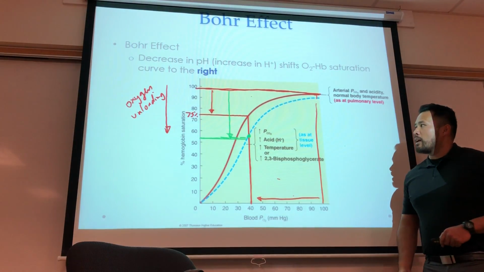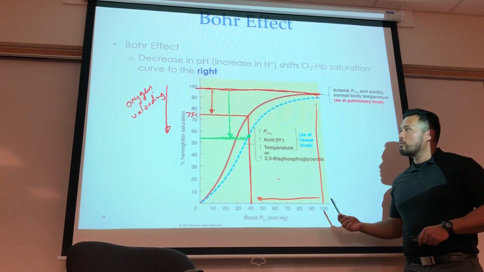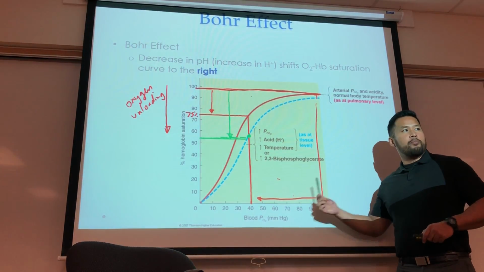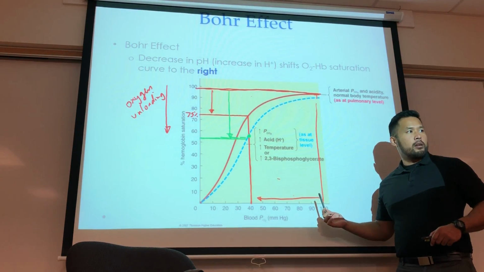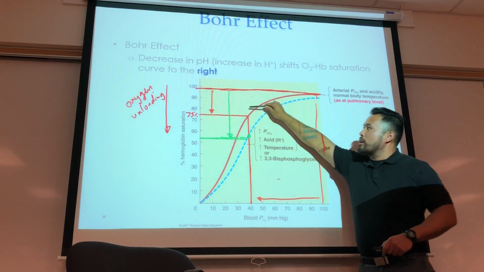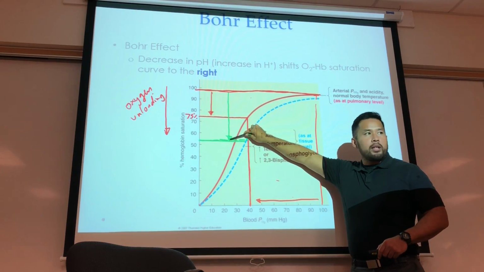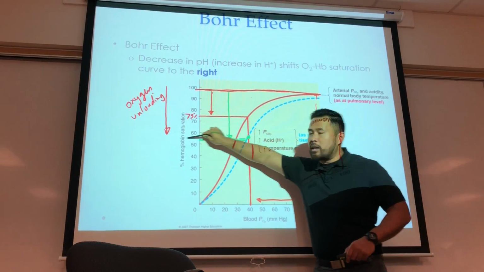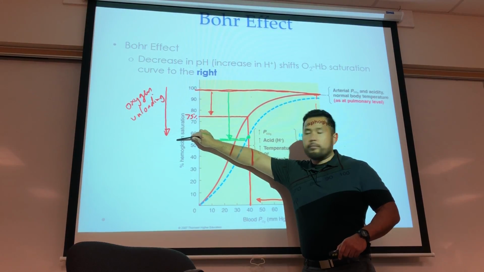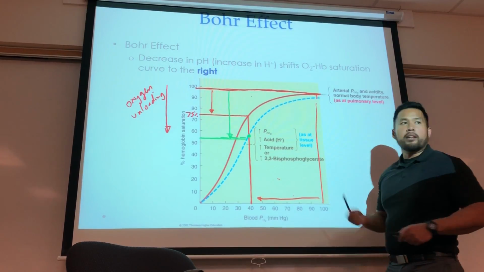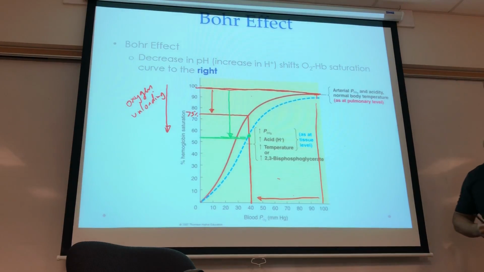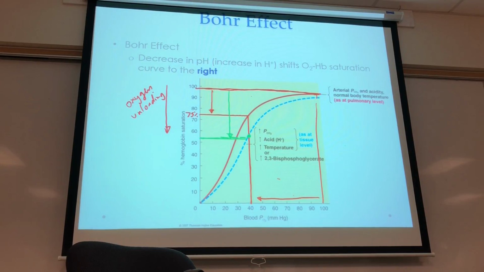So I'll play that one more time. In the presence of CO2, our CO2 and O2 compete for hemoglobin. In the presence of CO2, we're going to get more oxygen unloading taking place because hemoglobin is now unloading O2 in the presence of these factors. That effect right here, this extra effect of oxygen unloading that takes place from 75 down to about 55, is the Bohr effect.